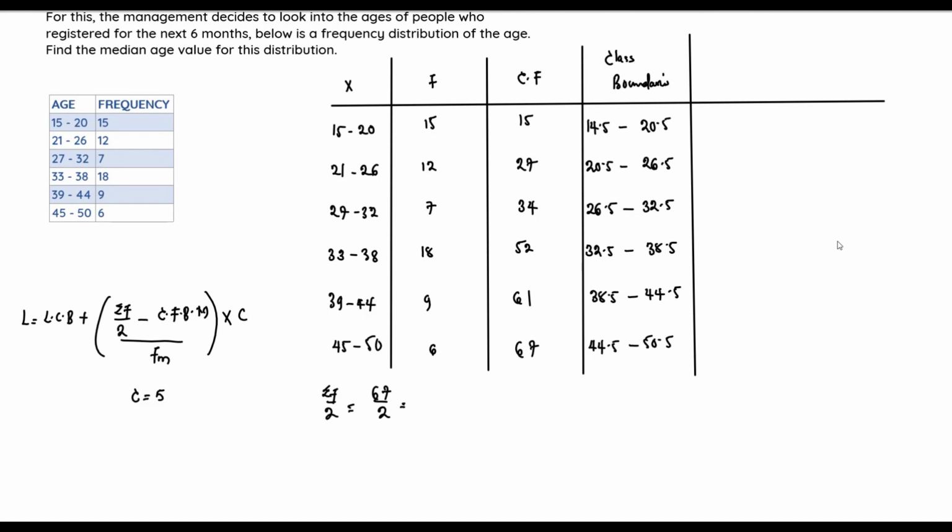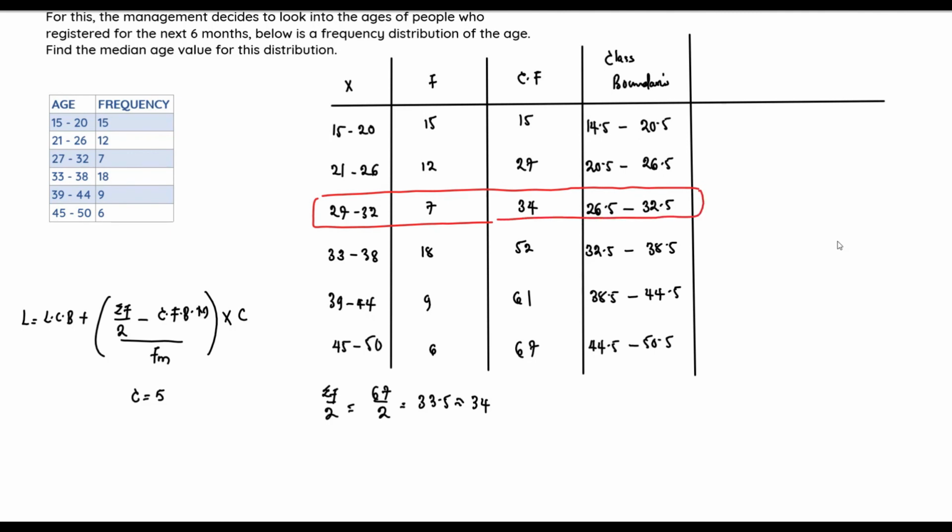When I use my calculator to work on 67 divided by 2, that gives us 33.5, which is approximately equals to 34. That simply implies that the median is located in the 34th position. So let's come to the 34th position. 15 plus 12 gives us 27, and 27 plus 7 gives us 34. That means the 34th position is somewhere around here. I'm going to be using this red marker to mark that, so our median is located right here.